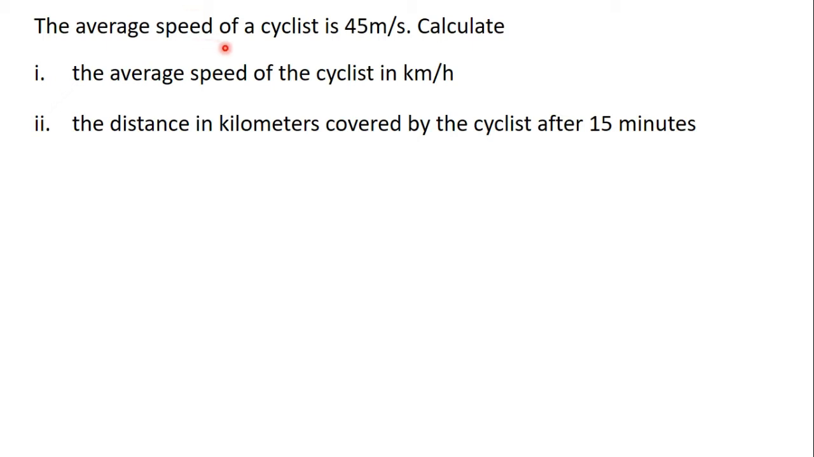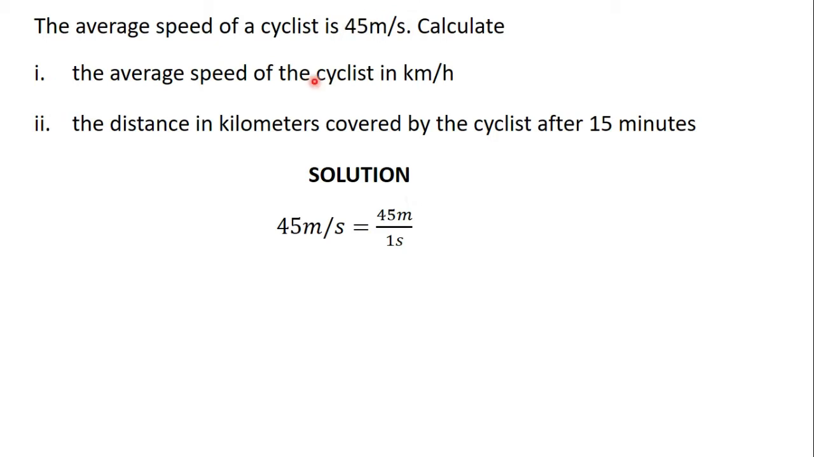So the cyclist is moving at an average speed of 45 meters per second. We are going to convert this speed from 45 meters per second to kilometers per hour. After that, we will find the distance in kilometers covered by the cyclist after 15 minutes. So let's begin with the first part. We are going to convert the speed from meters per second to kilometers per hour.